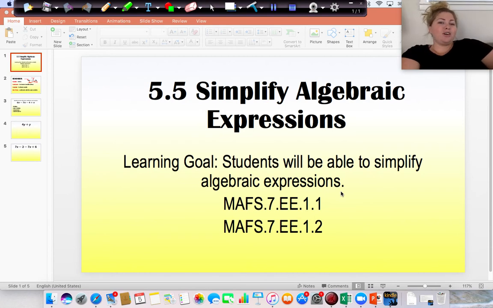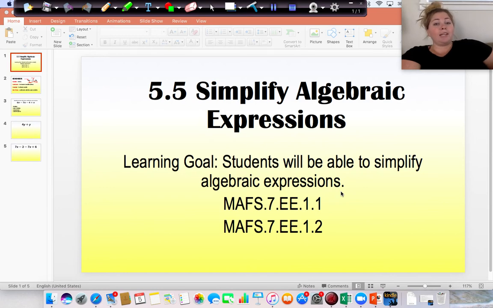All right, let's go ahead and get started. Today we are doing Chapter 5, Lesson 5, which is Simplifying Algebraic Expressions. Our learning goal is that students will be able to simplify algebraic expressions, and these are the two standards that we will be covering with this lesson.